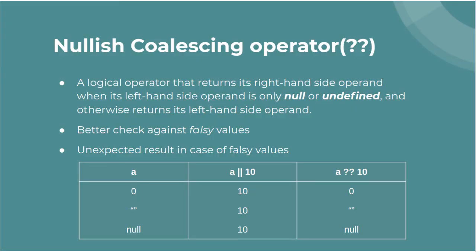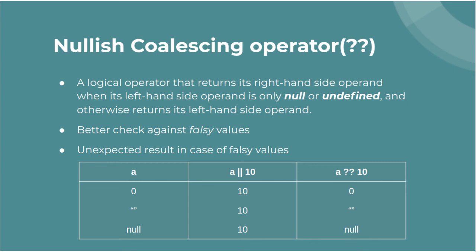And the last in the list is the Nullish Coalescing operator. This logical operator will only evaluate the right-hand side if the left-hand side is null or undefined. It is similar to logical OR but a better check against falsy values. When you are using the OR operator, it might give you some unexpected result in case of falsy values.